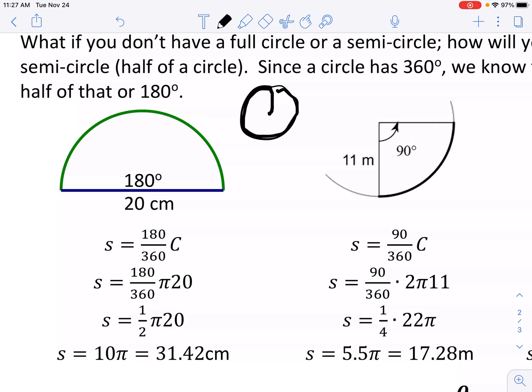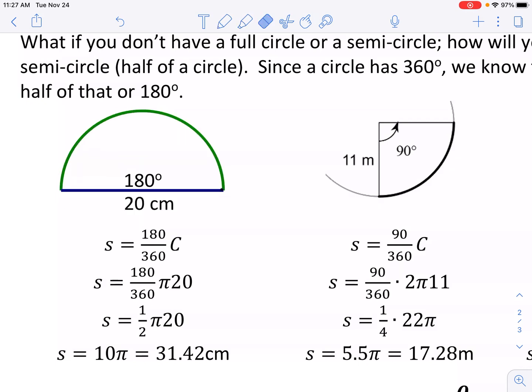So if we're looking at half of a circle, maybe this is our center point. If we take a line, our radius here, and we were to move that all the way to the other end, that'd be 180 degrees. Well, it makes sense because this is a straight line, right? A straight line is how many degrees? 180 degrees, okay? So we're only looking at 180 degrees of the circle. We're only looking at half of the circle, okay?